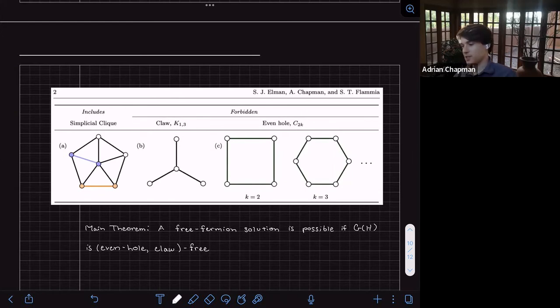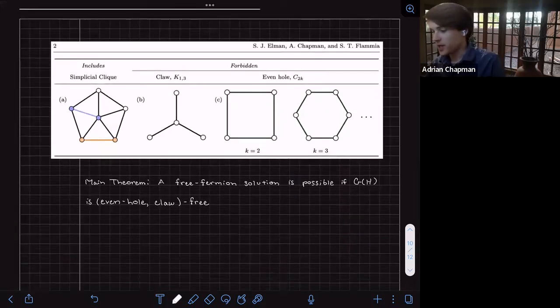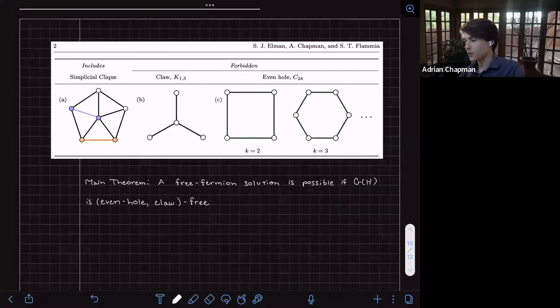So you'll notice that it says here that a simplicial clique is included, but it turns out that this is actually always the case. So this was proven recently in a paper called A Note on Simplicial Cliques by Maria Chudnovsky, Paul Seymour, Sophie Spirkl, and Alex Scott. Originally when we wrote this paper, we needed three assumptions to show that the free fermion solvability method given by Fendley generalizes this way. But we asked these authors whether or not the simplicial clique assumption was redundant to the other two, because we couldn't actually find a counterexample to that.